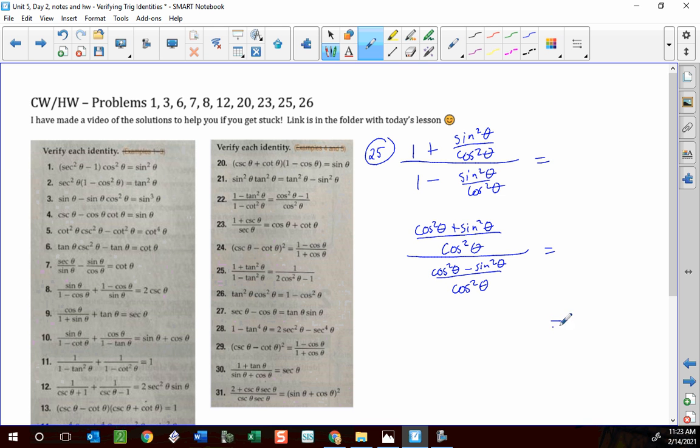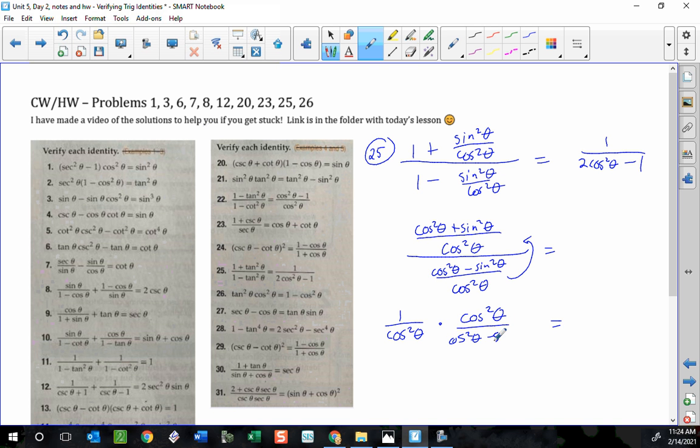All right, and what are we trying to get this equal to? Number 25, I have 1 over 2 cosine squared minus 1, and we'll just see if this works. All right, so notice here, if I were to rewrite this, I'm going to change this to a 1, so 1 over cosine squared times, and this bottom fraction is going to flip up, so it's going to be cosine squared over cosine squared minus sine squared. All right, there's a cancellation, and we're almost done. So it's 1 over cosine squared minus sine squared.